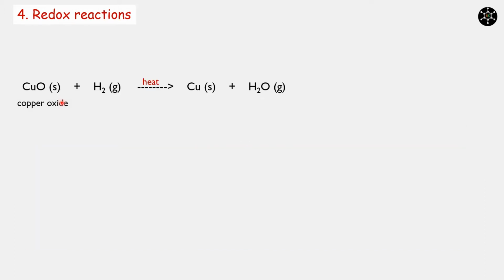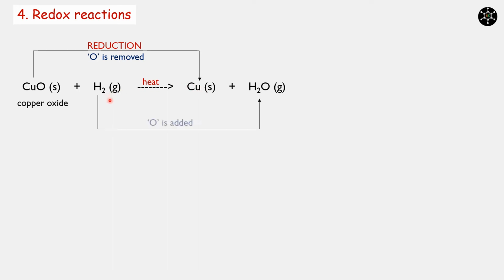An example under redox reaction: copper oxide solid when heated with hydrogen gas gives copper solid and water gas as products. In this reaction, for copper oxide to become copper, we have to remove oxygen from copper oxide. So, copper oxide should undergo reduction to get converted into copper metal. In the same manner, for hydrogen to become water, we should add oxygen to hydrogen. So, hydrogen should undergo oxidation to get converted into water.